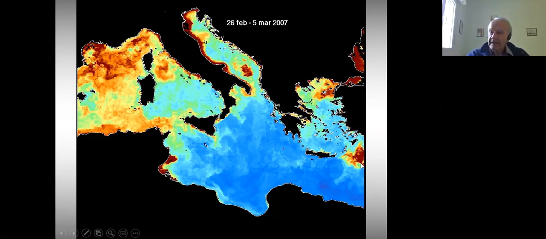Here is another area of dense water formation, which is the far eastern part of the Mediterranean. And again, here you can see this brownish patch. I repeat, in order to interpret these things, you have to know the oceanography of the area. Otherwise you cannot interpret this.